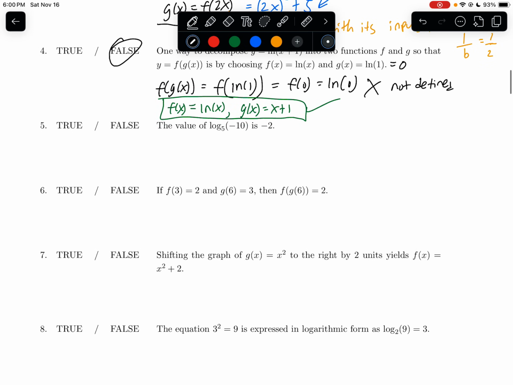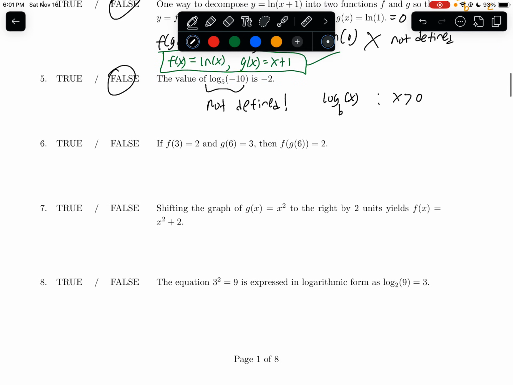Okay, the value of log base 5 of -10? No, this isn't even defined. So it's certainly not equal to -2. It's not even any number, right? It's just not defined. If you try to do it on your calculator, you will get an error. In general, if we want to do log base b of x, we have to have x being strictly greater than 0. Namely, if it's negative, it doesn't work. It also doesn't work if it's 0.